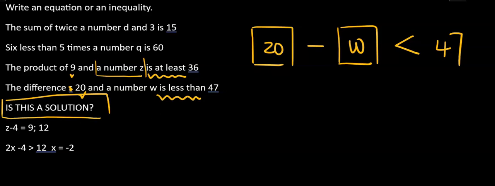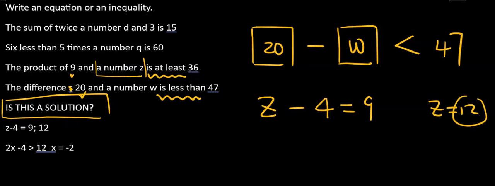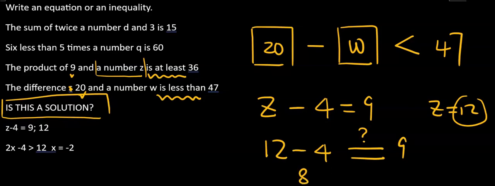Is this a solution? It gives you z minus 4 equals 9. It tells you z is 12. Let's check it. We're going to substitute 12 for z. 12 minus 4. Is it 9? 12 minus 4 is not 9. 12 minus 4 is 8. 8 is not 9. Therefore, we say no, not a solution.